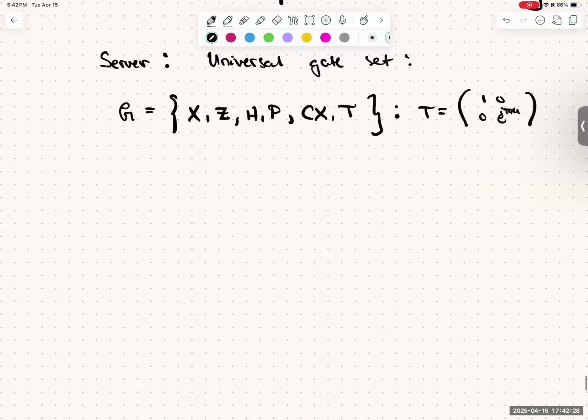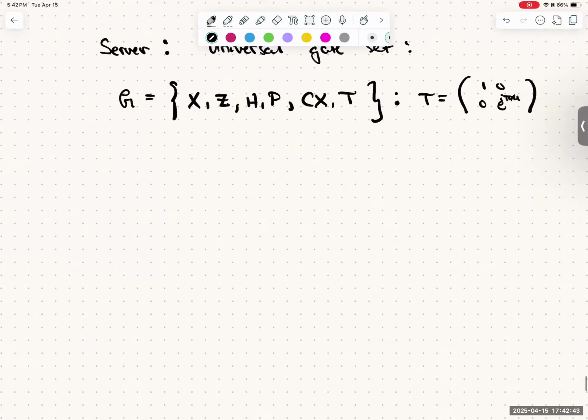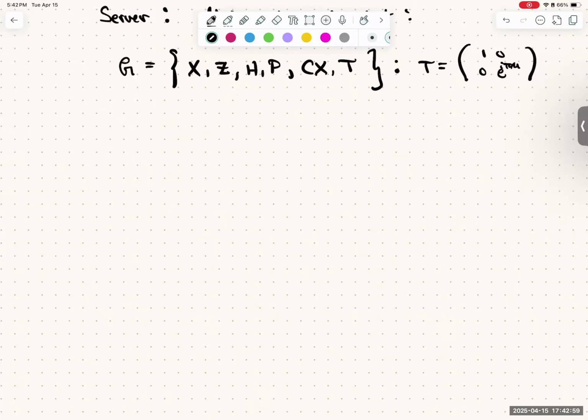And so the idea is going to be as follows. The client is going to encrypt by applying random Paulis to each of the qubits that they send to the server. And for every gate that the server performs, the client is going to know which gate is being performed, and they're going to try to update the encryption keys, and then decrypt when they get back the actual qubits.